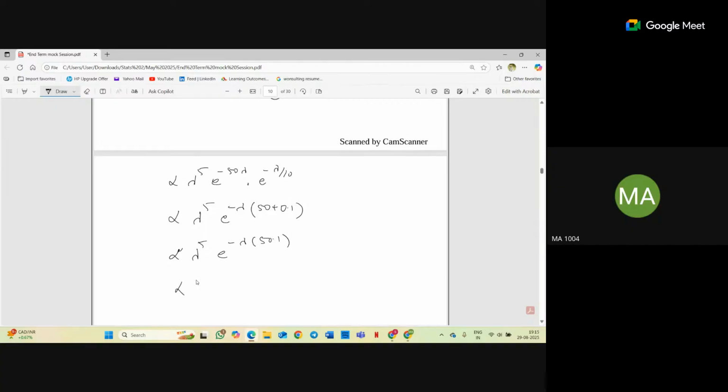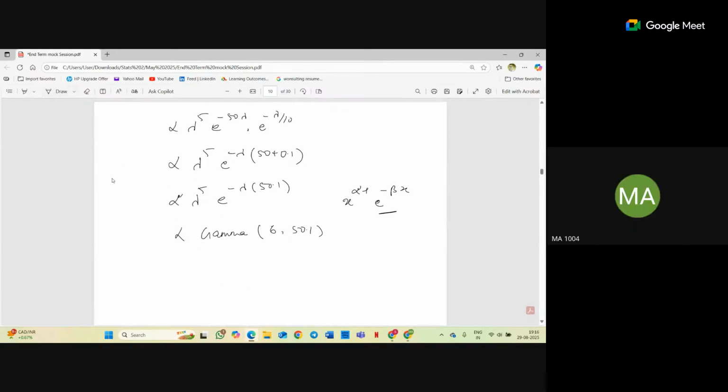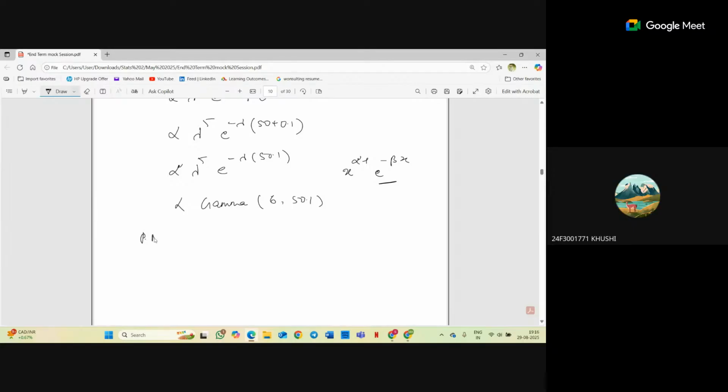Now this is following which distribution? Gamma. This is following gamma distribution with parameters 6 and 50.1, right? For gamma, it is basically x raised to the power alpha minus 1, e raised to the power minus beta x. Yes. So this is my posterior distribution. Then what is my posterior mean here? Alpha by beta, which is 6 by 50.1. So this value is coming out 0.119.